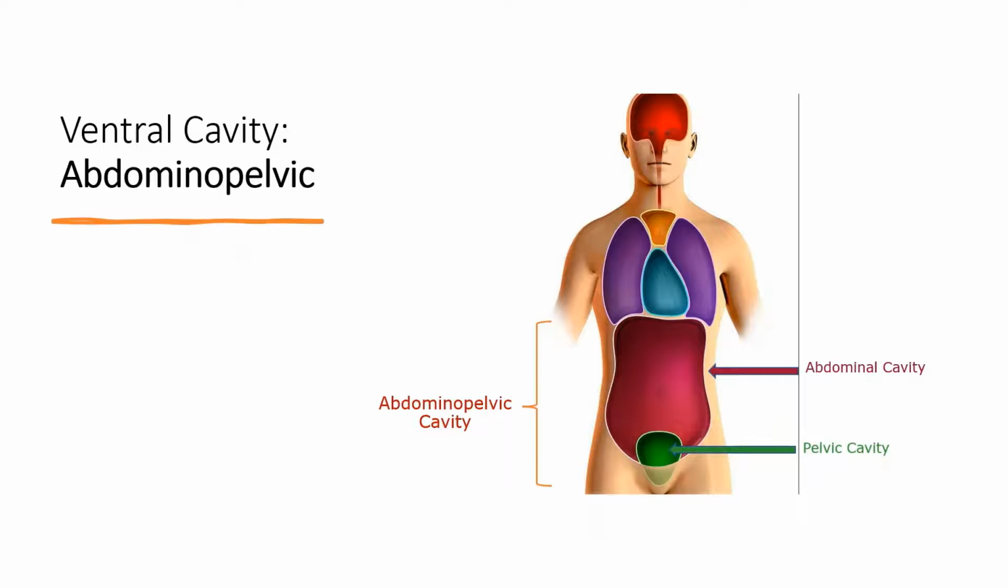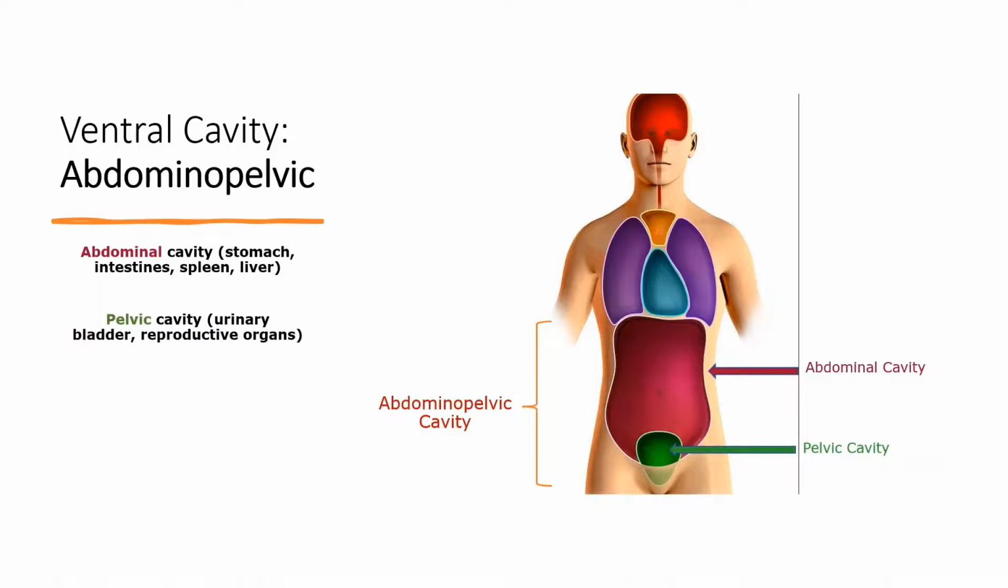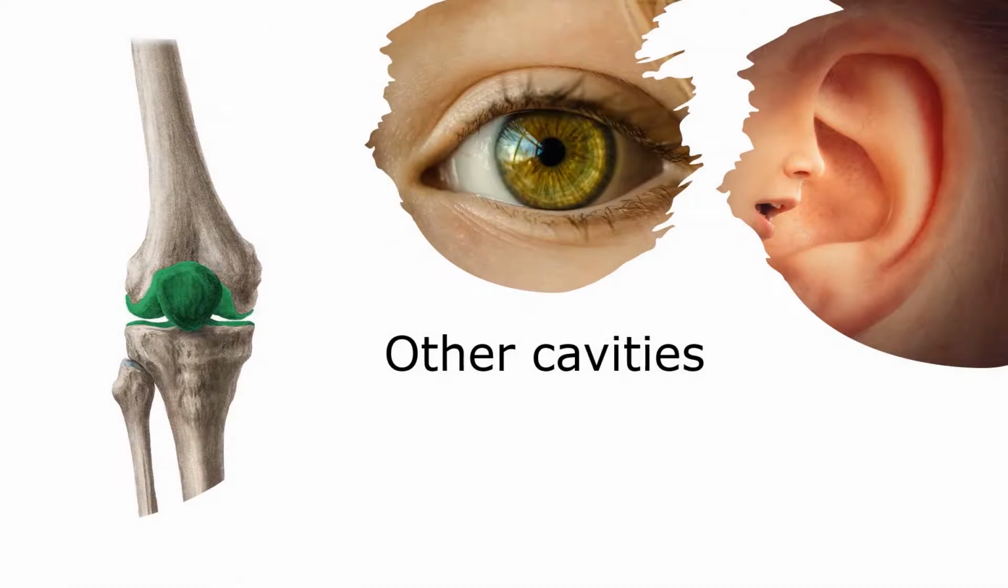Down below, we're still in the ventral cavity, but this is the abdominopelvic cavity. The very large abdominal cavity has things like the stomach and the intestines and spleen and liver and pancreas and other things too. And then further down, further inferior, we have the pelvic cavity, which would have some of the urinary structures like the bladder and some of the reproductive structures. There are other cavities too.